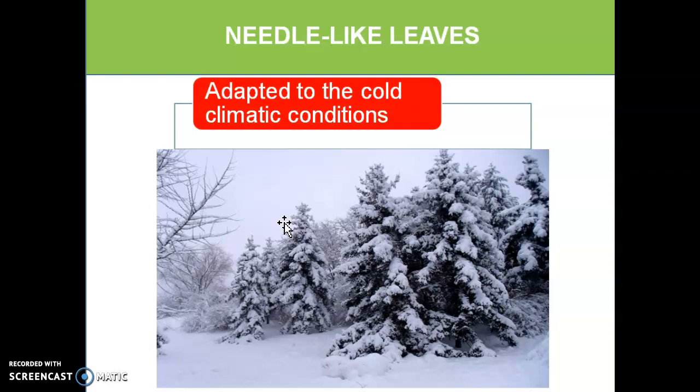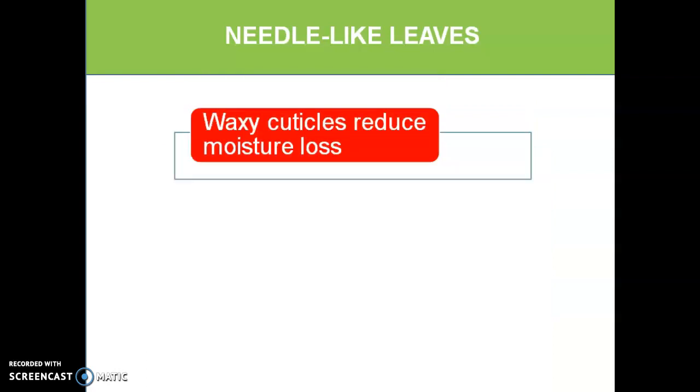On top of that, class, the needle-like leaf structures are very important in terms of minimizing moisture loss. These particular leaves are said to possess what we call a waxy cuticle. And the waxy cuticle actually prevents moisture loss.